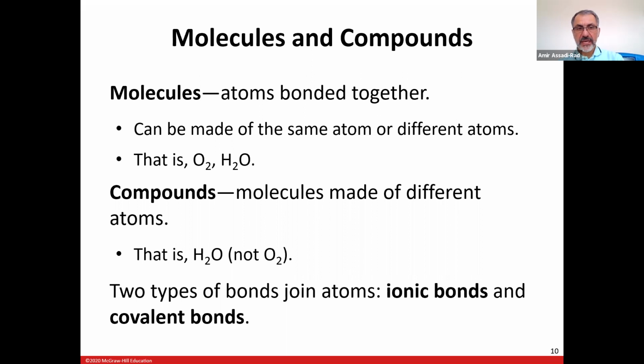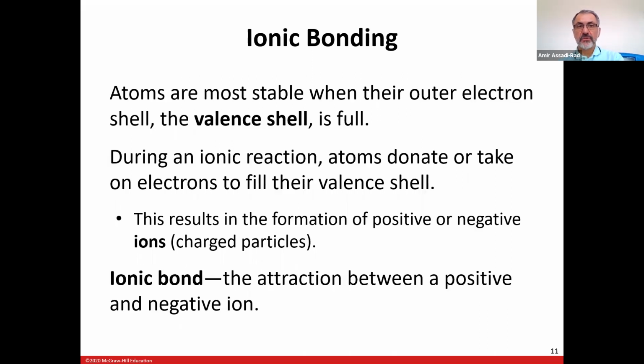There are 2 types of bonds that join atoms: ionic bond and covalent bond. Okay, we'll talk about both of them. Atoms are most stable when their outer electron shell, the valence shell, is full. And I'll talk about that. I guess pictures will say 1,000 words.